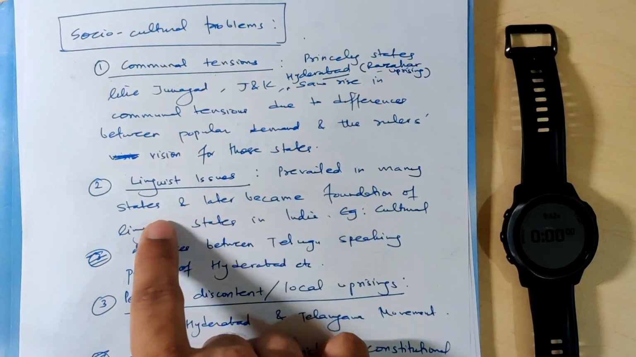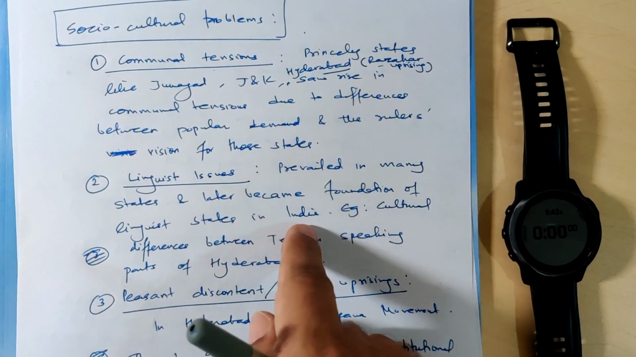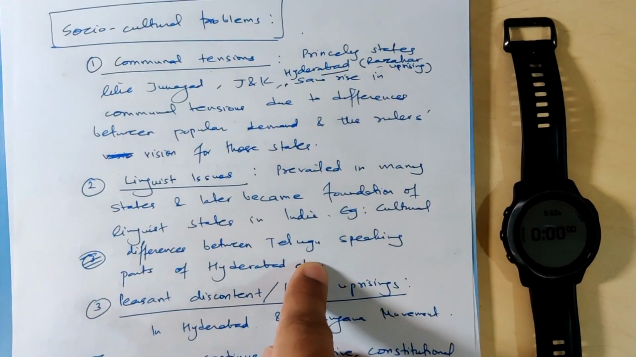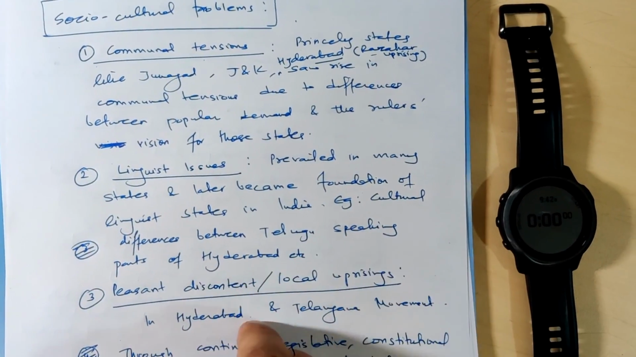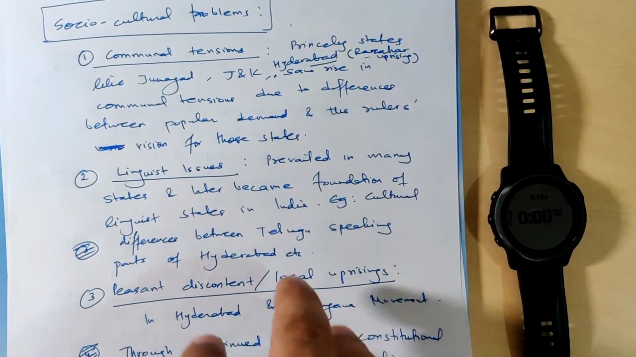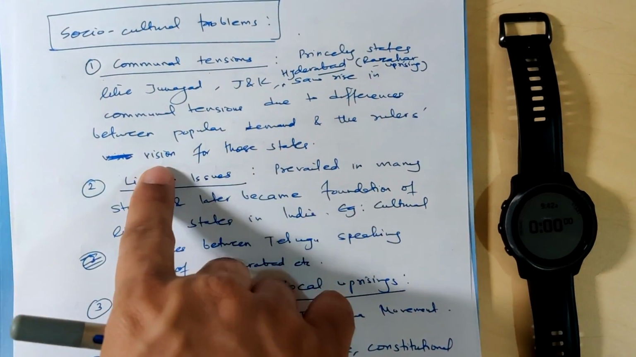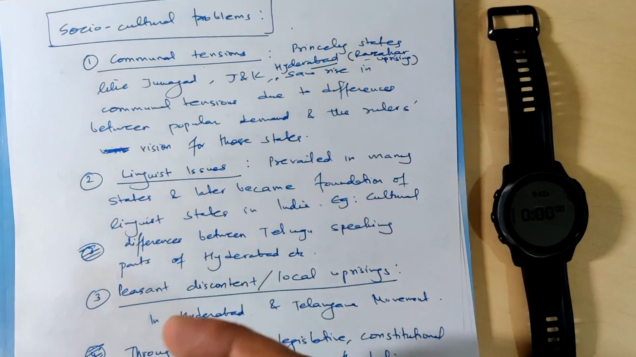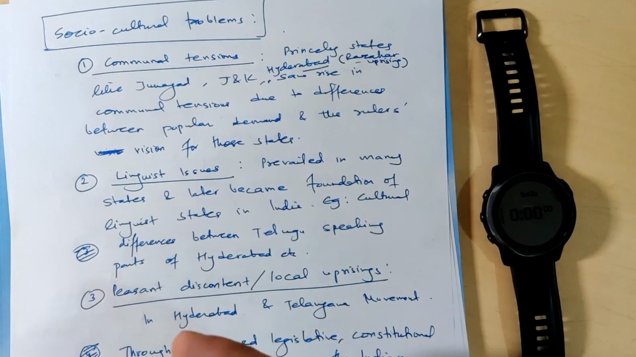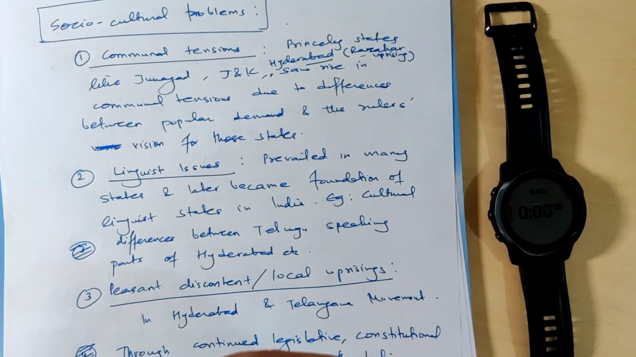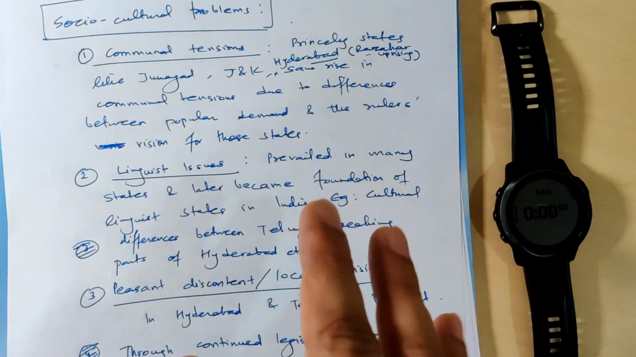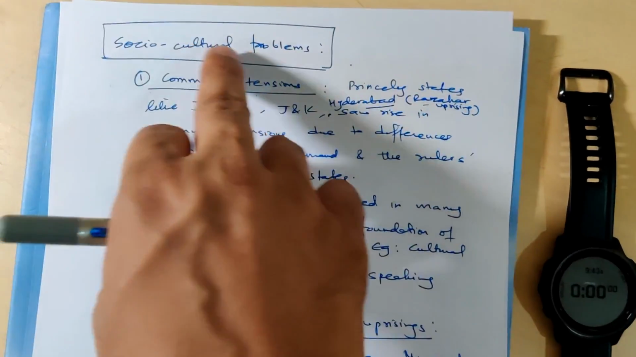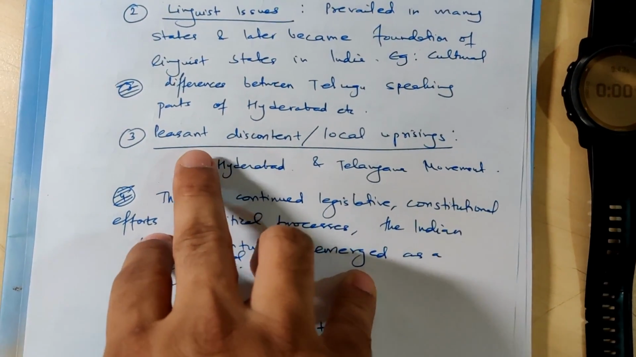Linguistic issues prevailed in many states and later became the foundation of linguistic states in India. Example, cultural differences between Telugu speaking parts of Hyderabad. So one of the key challenges faced by this new independent India while integrating these states was that there were a lot of linguistic issues arising in the states because of identity, because they had a particular language and they wanted to continue or have the foundation of their state in that particular language. So these were also the socio-cultural problems faced by the Indian administration at that time.